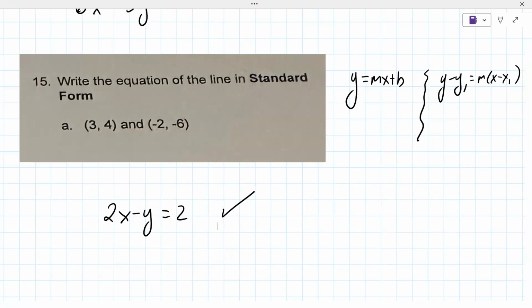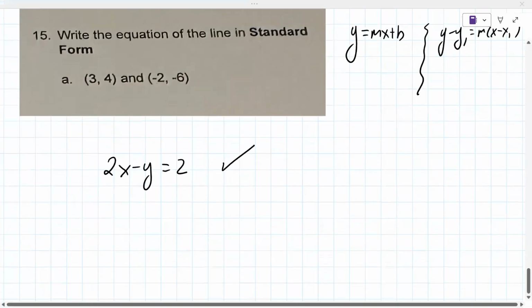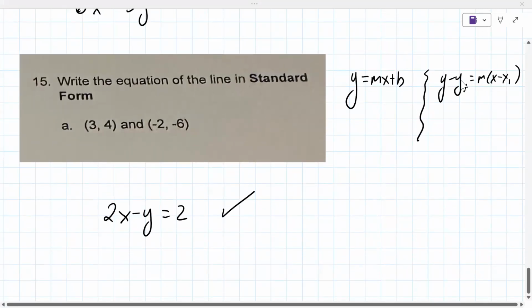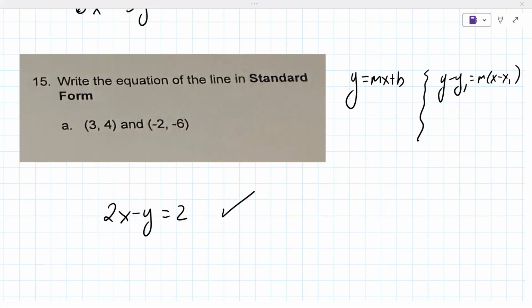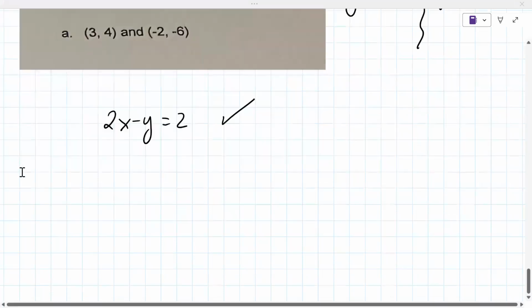All right, good job. You want to try letter B? And B kind of is you can go either way. You're maybe slightly better going into point slope form, but it's up to you. I mean, the more math you do, the more choices you get.